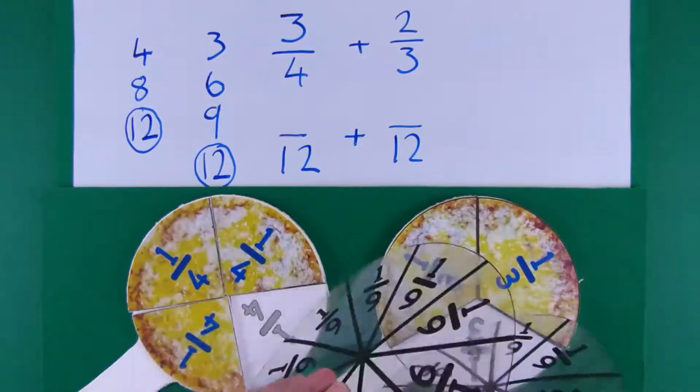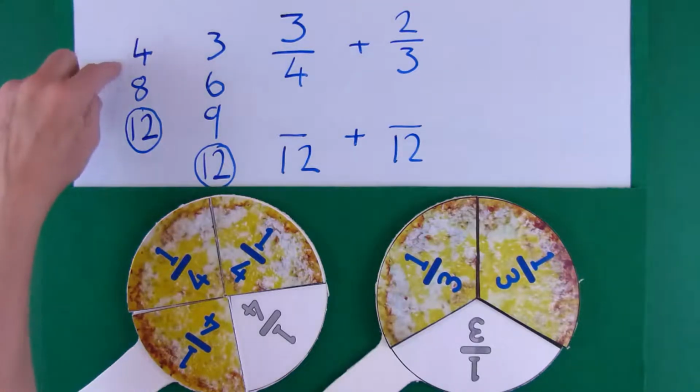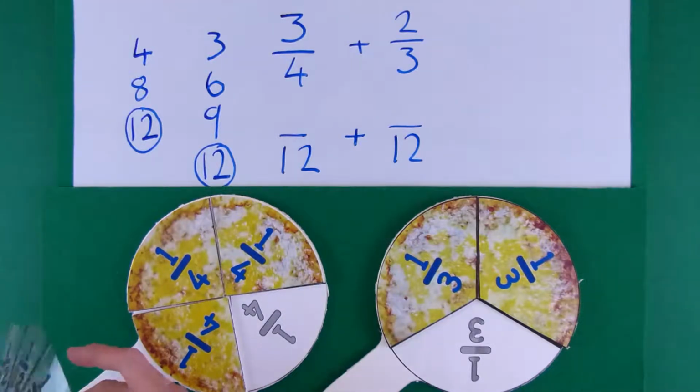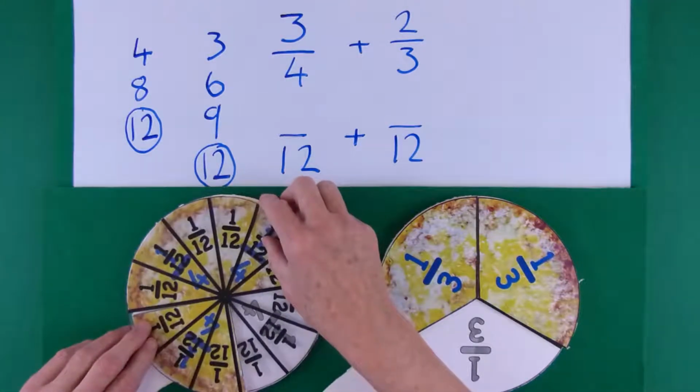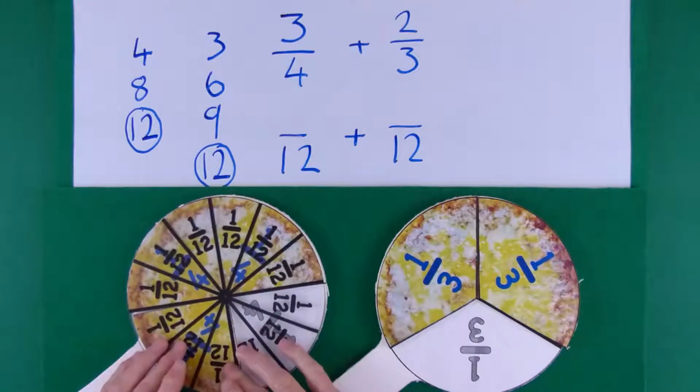And the next one in the quarters we try, the third one down, so we're chopping each of the quarters in 3 bits to make 12ths. So each of the quarters has got 3 12ths in it. So that's why we try it.